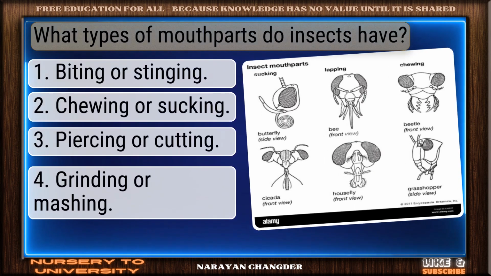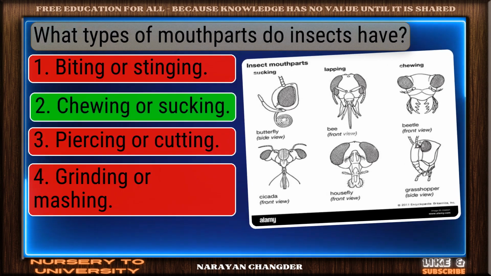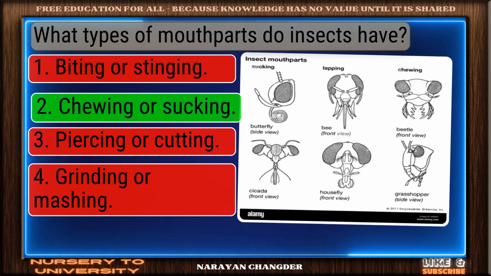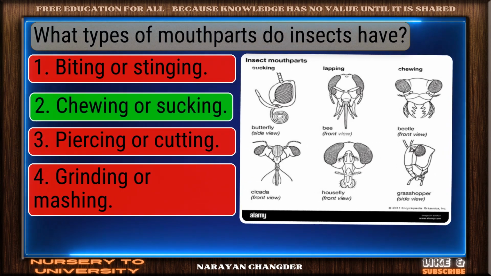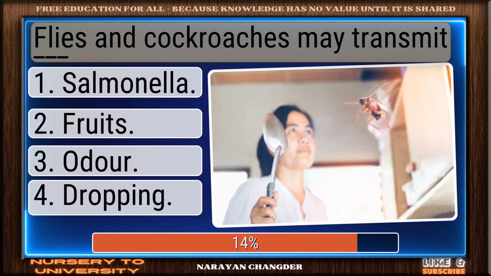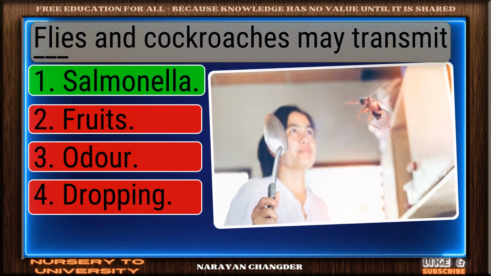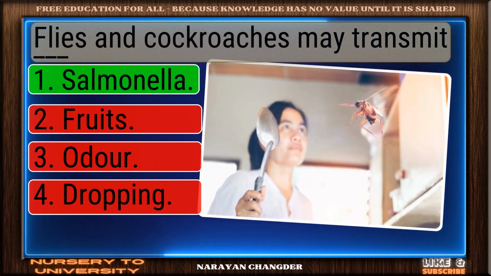What types of mouthparts do insects have? Clear logic. Your choice, chewing or sucking, is sound and 100% true. Flies and cockroaches may transmit dash. Great thinking. Salmonella is the right choice.